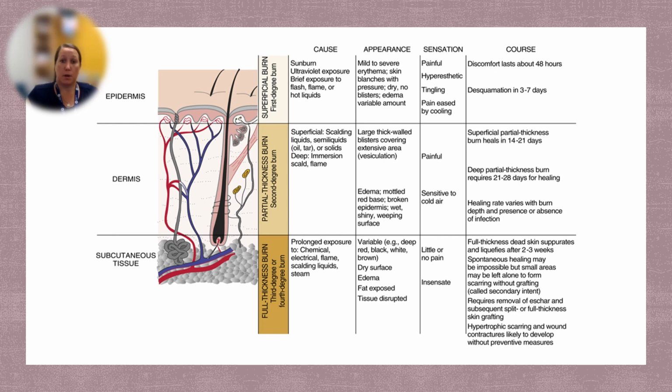Superficial partial thickness burns heal within 14 to 21 days. Deep partial thickness burns require 21 to 28 days for healing. The healing rate varies with burn depth and the presence or absence of infection. A full thickness burn has now gone into the subcutaneous tissue, and this is from more prolonged exposure to either chemical, electrical, flame, or scalding liquids or steam.